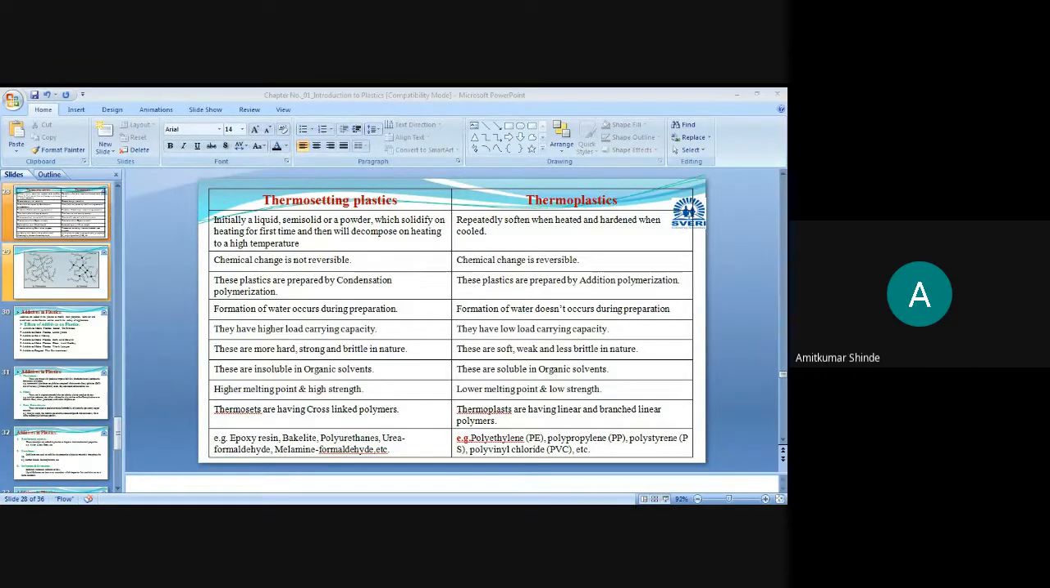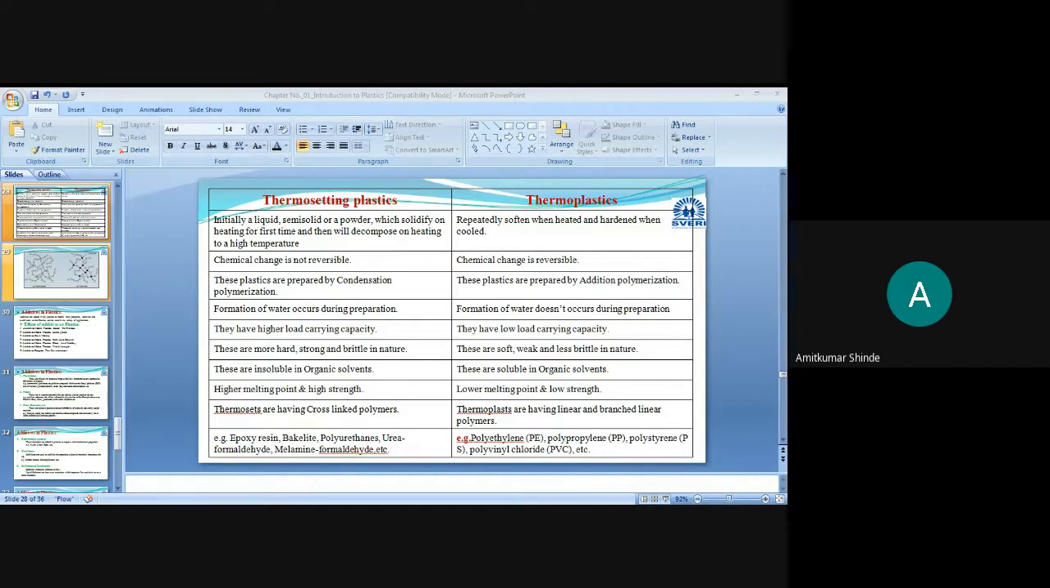In thermoplastics, you can clearly see here these rounded molecules. These are termed as monomers. These are linearly joined with each other, and there is no cross linking. There is no cross linking of the chains. Only single chains will be there. You can see each chain is separate. Cross linking means one chain is joined to another chain. That cross linking is not present in the thermoplastics.